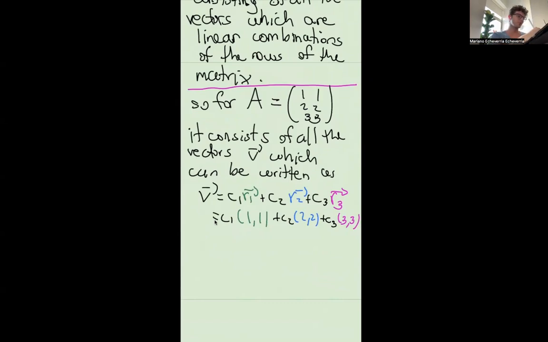Because I'm trying to warm up with this example. So this is 1, 1. But the second one is 2 times the first one, so you can write this as 2 times 1, 1. And the last one is 3 times the first one, so you can write that as 3 times 1, 1.